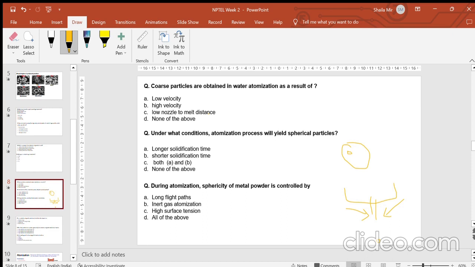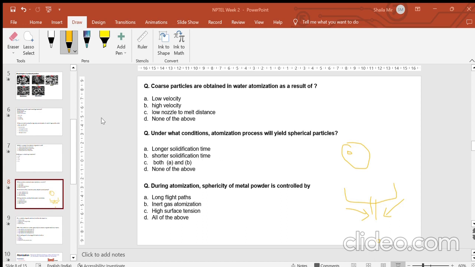The low velocity of the water jet will help us to achieve coarser particle sizes, because if you go for a very high velocity, there will be a large amount of nucleation sites in the melt, and those large nucleation sites will result in finer particle size, while in a low velocity there will be low nucleation sites and coarser particles will be obtained from the atomization.